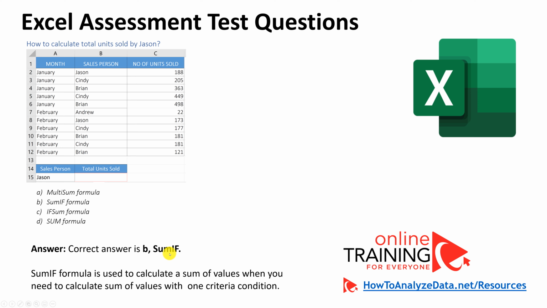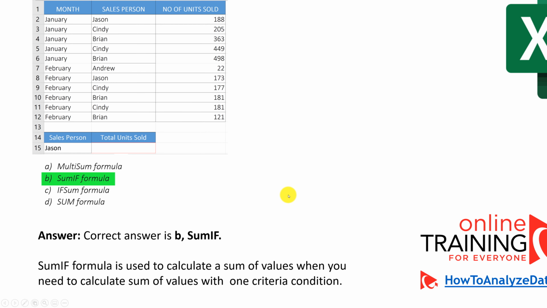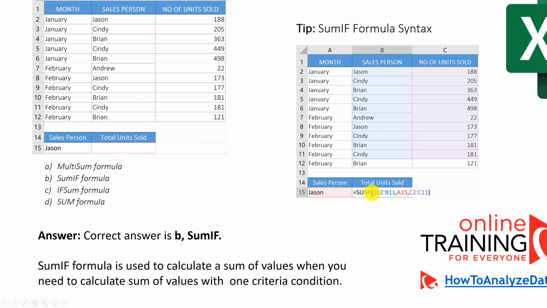So the correct value for this question is value B, SUMIF function, because SUMIF function is used to calculate the sum of values when you need to calculate a sum with one criteria condition. And this is the syntax of the formula that you can use.